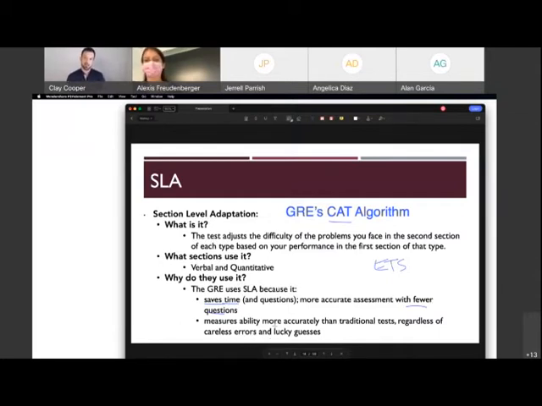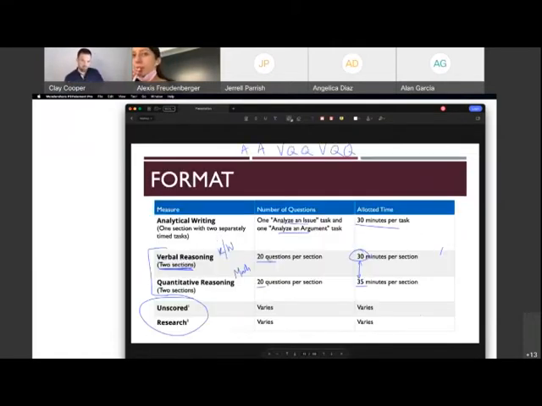The idea of computer adaptive testing is to give them a more accurate measure of your ability without making the test super long. Section level adaptation is the GRE's version of this, and it's fairly straightforward. Basically, here's all it means. If you recall, we talked about in the format how you're going to have 2 sections of verbal reasoning and 2 sections of quantitative reasoning, right? All you really need to know is that the first section of each will be of moderate difficulty, okay? So my first verbal section will be middle of the road in terms of difficulty on average. My first quantitative section will be middle of the road in terms of difficulty on average.